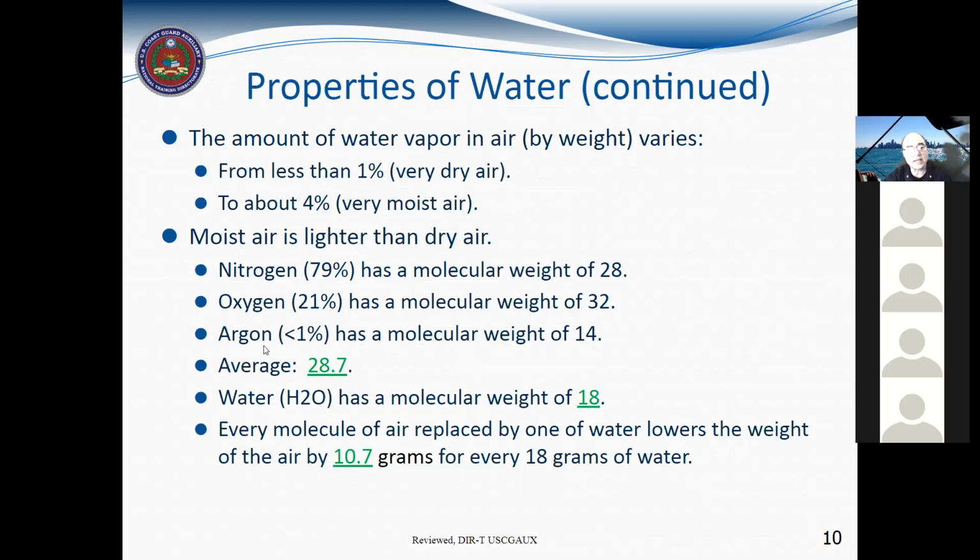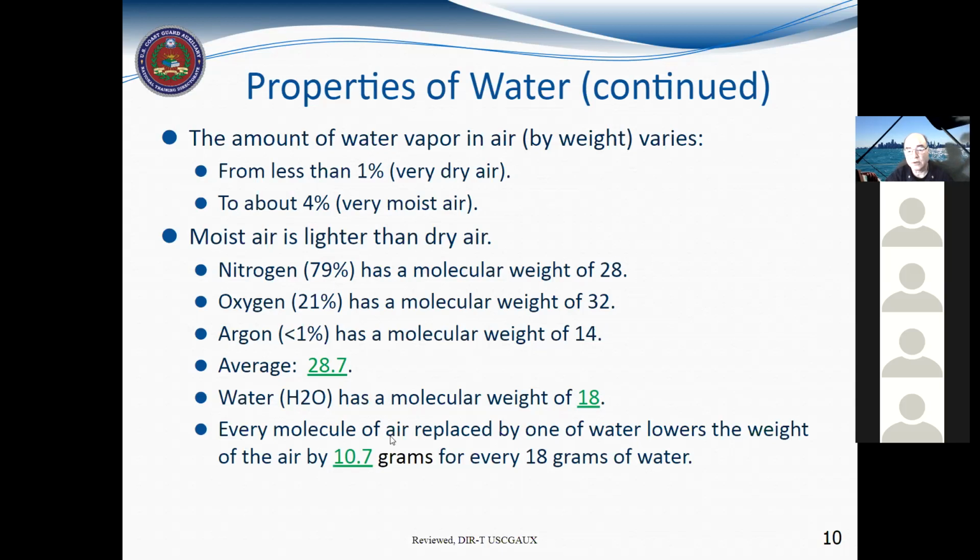So of all these things that are already in the atmosphere, the average molecular weight is 28.7. This is pretty small. Molecules are small. However, water, with two hydrogens, H2, paired up with one oxygen, has a molecular weight of 18. So even though it's heavier than argon, most of the atmosphere is made up of nitrogen and oxygen. So water vapor is lighter than most of the other molecules that make up our air.